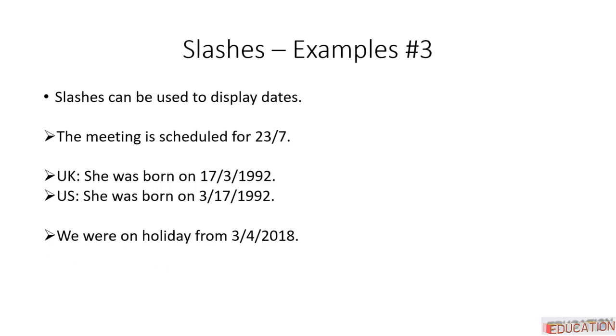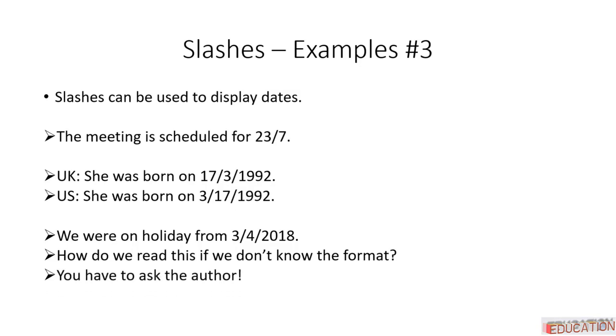But what do we do with a date like this? 3/4/2018. How do we know how to read this if we don't know the format? Is it the 3rd of April? Or is it March the 4th? We don't know. And in cases like this, we have to ask the author if we're unsure.